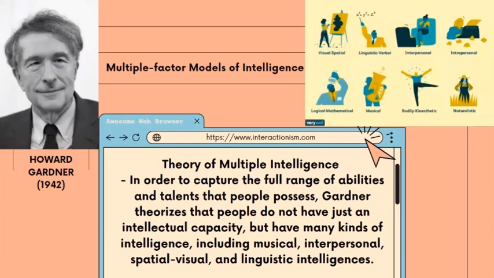So another multiple factor model of intelligence theory is kay Howard Gardner nga theory. Well, most of us kay familiar naman kay Howard Gardner. So in order to capture the full range of abilities and talents that people possess, Gardner theorizes that people do not have just an intellectual capacity, but have many kinds of intelligence, including the musical, interpersonal, spatial, visual, and linguistic intelligence. So, dili na kayo ni siya i-explain kay familiar naman siya sa tuwatanan. So, another slide.